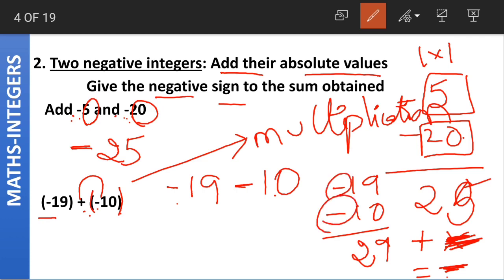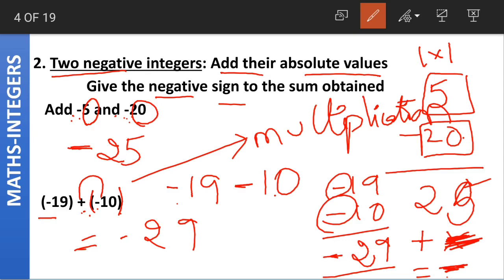As both the numbers have the negative sign, we put a negative sign for the answer as well. Minus 19 plus of minus 10 gives us the answer of what, class? It gives us the answer of minus 29. Hope this is clear. What did we do? For positive integers, we add them up as natural numbers. Coming to negative integers, when two negative integers are given, you simply add their absolute values and give a negative sign to the sum obtained.